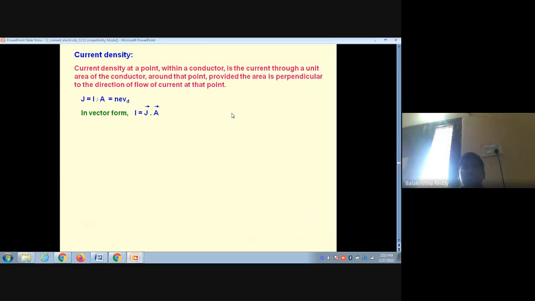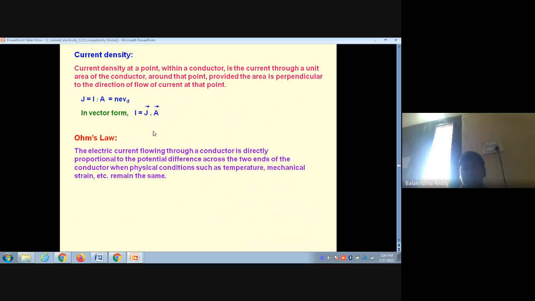J equal to I by A. Whatever the I is from the previous equation with respect to drift velocity, N E V_d into A, so that A and this denominator A get cancelled. You have J equal to N E V_d by A. So the A and A get cancelled, then J equal to N E V_d. In vector form, you can write I equal to J into A. That is the vector form of the current density.